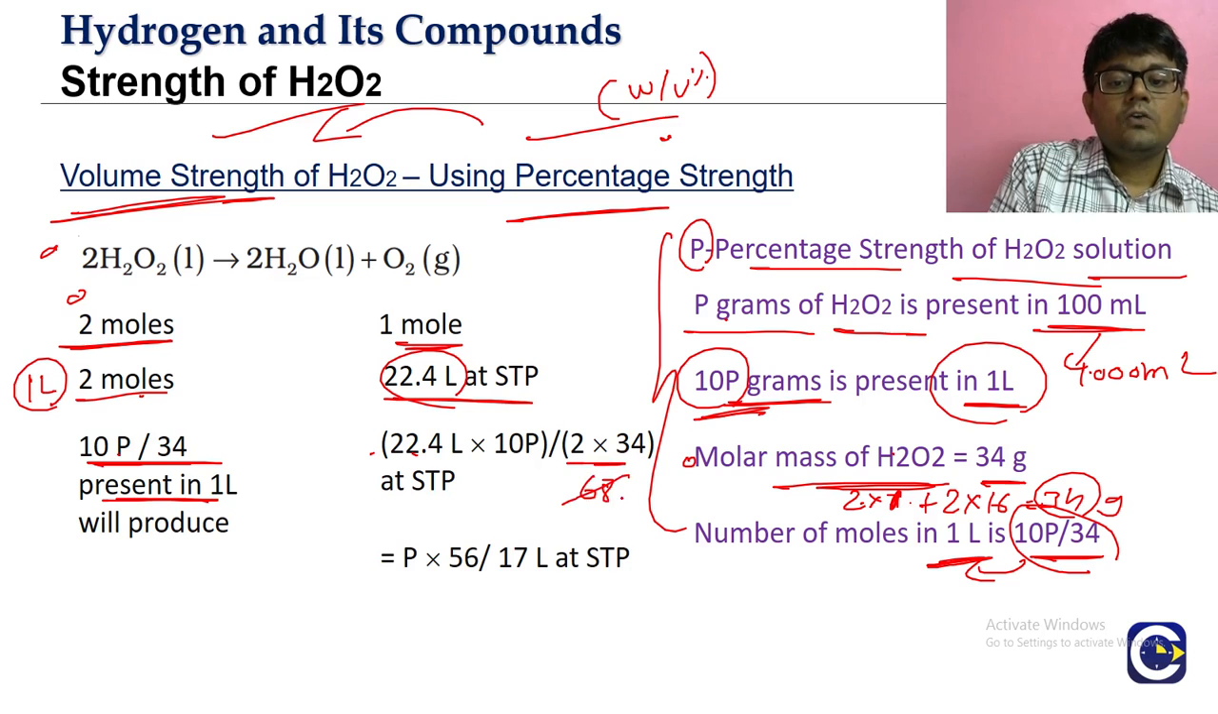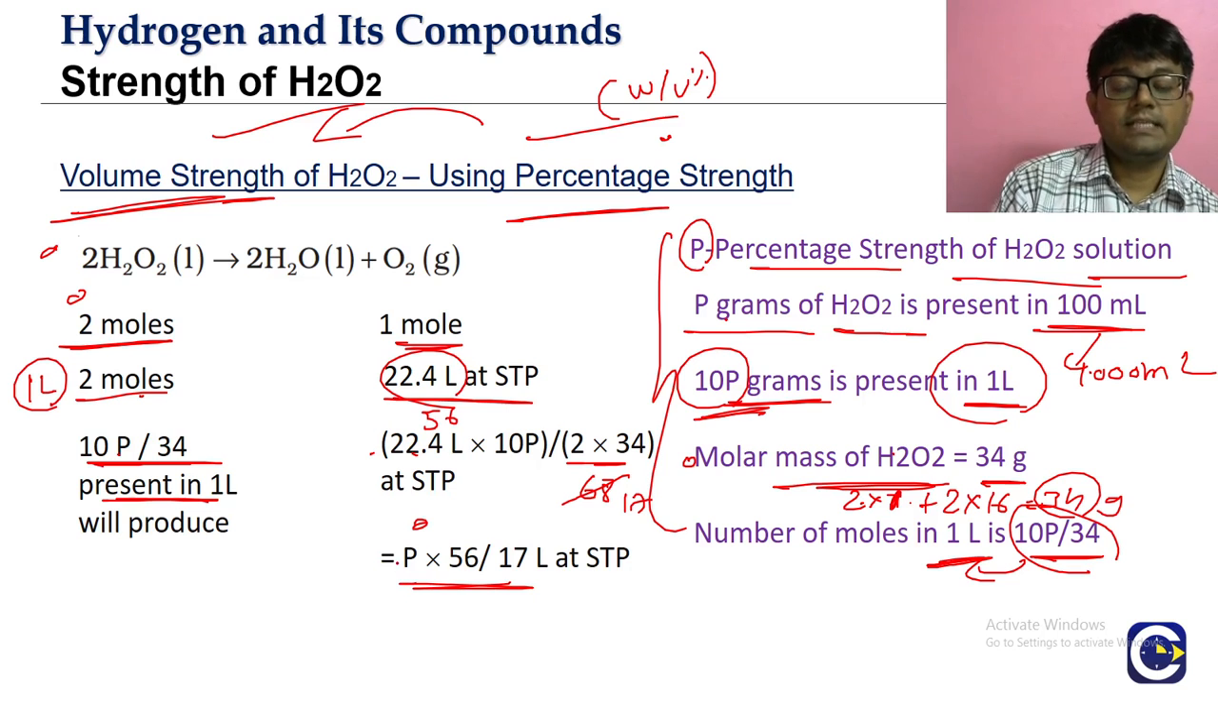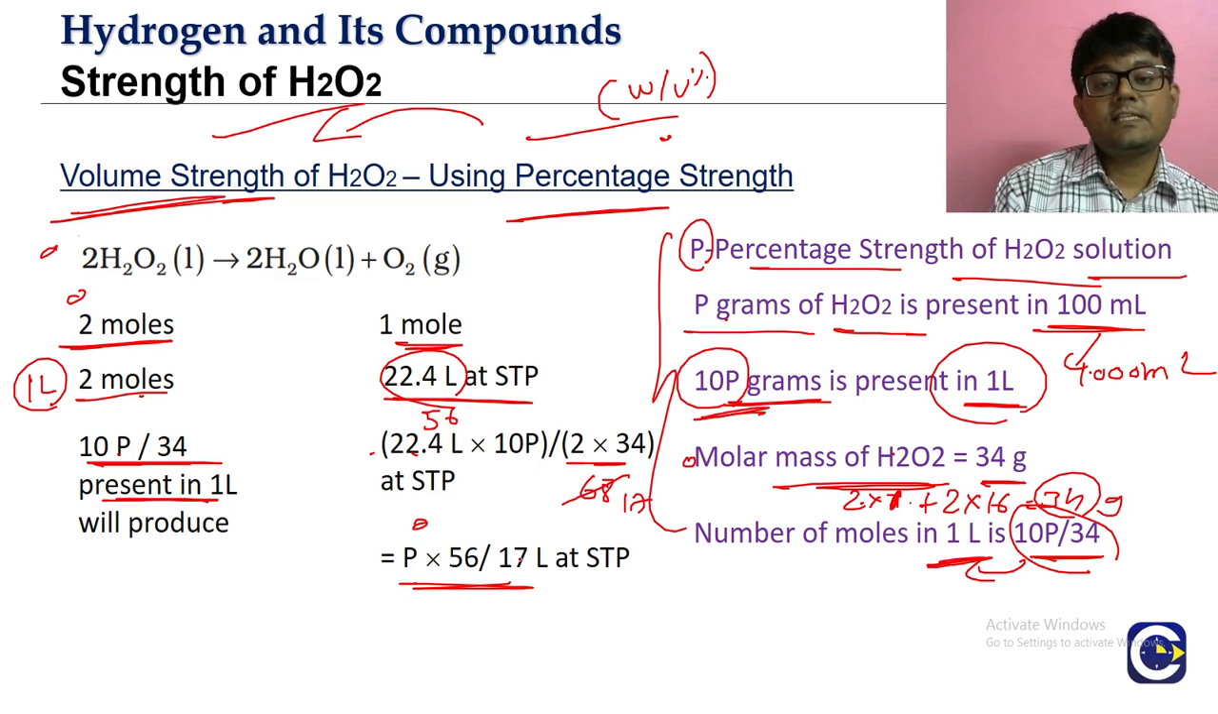So 4 17s are 4 56, because 256 into 4 is 224. Okay, so the denominator will have 56, so the numerator will have 56 and the denominator will have 17. There is already one more P in the numerator. So it is P into 56 by 17 liters. This much amount of oxygen is getting liberated at the STP conditions.